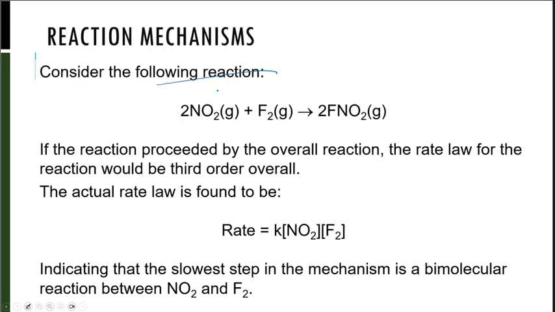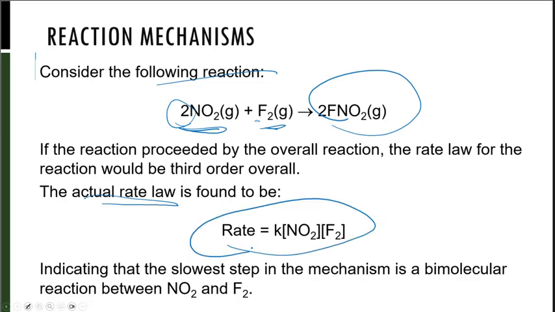Consider the following reaction. We have 2NO2 plus F2 to make this product. If the reaction proceeded by the overall reaction, the rate law for the reaction would be third order overall. 2 plus 1 would be 3. The actual rate law was found to be this. That indicates that there must be more than one step in this reaction, and the slowest step in the mechanism is a bimolecular reaction between NO2 and F2.